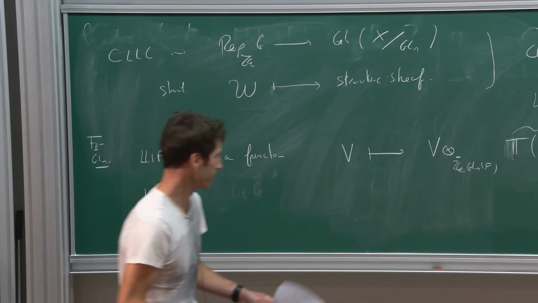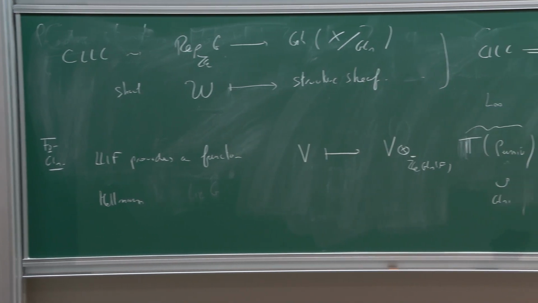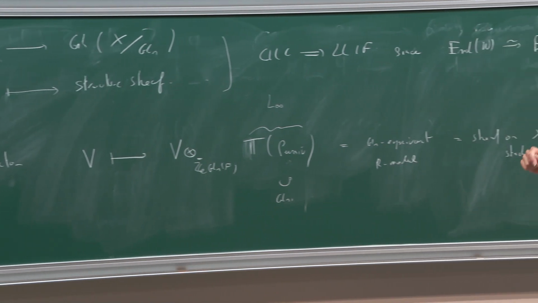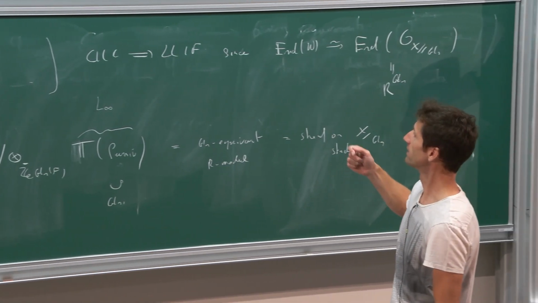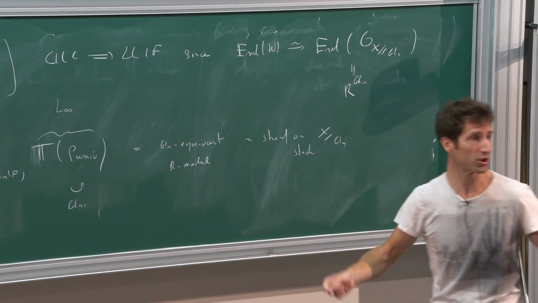And okay, so you expect that this functor is the right one, but of course this is really a recipe that only works for GL_N for many reasons. And one reason is that for any other groups, the Whittaker space won't see many supercuspidals, for example.